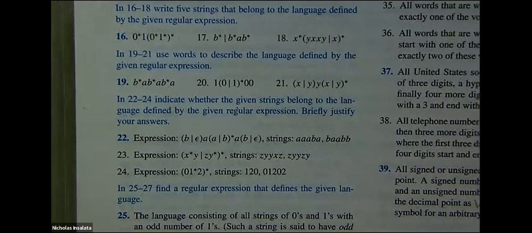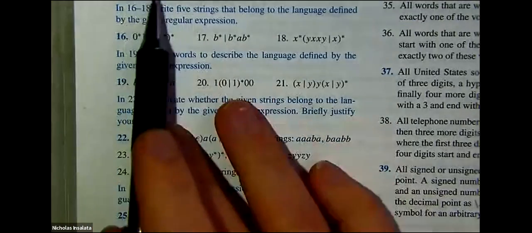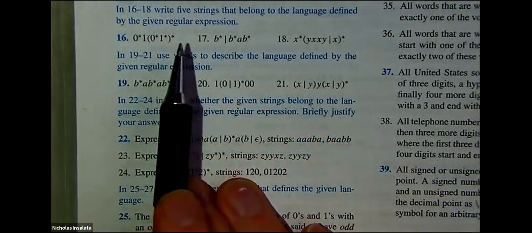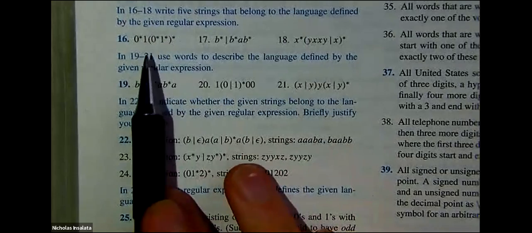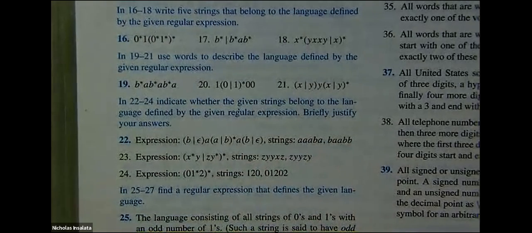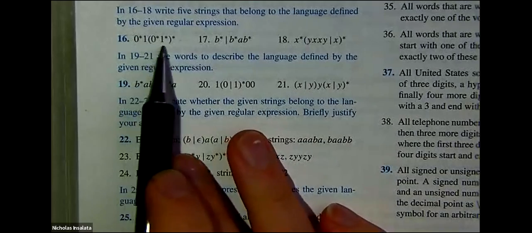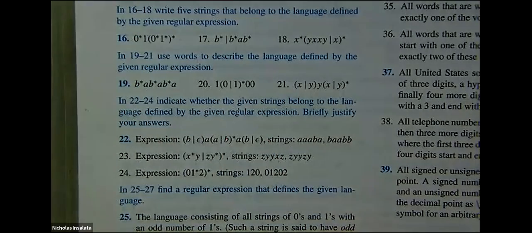All right, so we'll do some practice problems here, another little bit of exercises, and then we'll jump into our next totally new mathematical structure that we're going to learn about. So let's start with the numbers 16 through 18. Let's write 5 strings that belong to the language defined by the given regular expression. So we've got 0 star 1, 0 star 1 star star. So what do you guys think? Let's just do 3 strings. That's enough. Just get you guys a little practice.